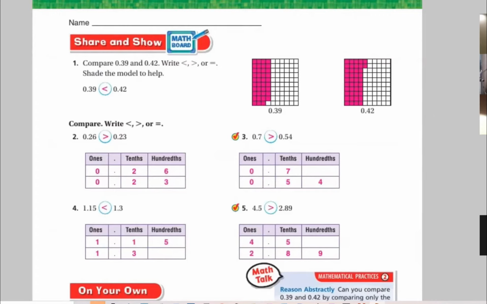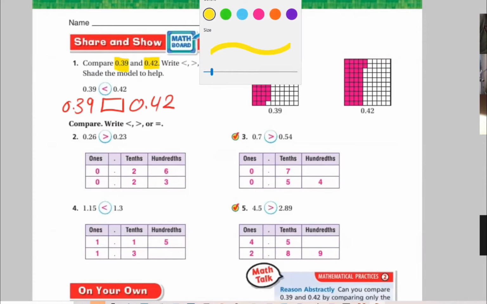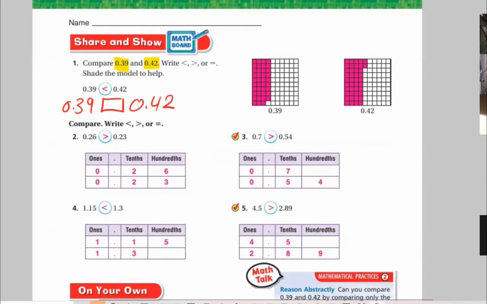Let's see here. We want to compare 0.39 and 0.42. Let's rewrite here: 0.39 and 0.42. The first thing we're going to see is that 0.42 is greater. How can we know? You have to take it step by step.